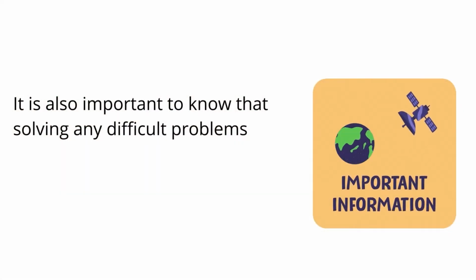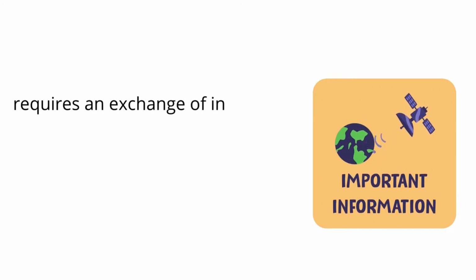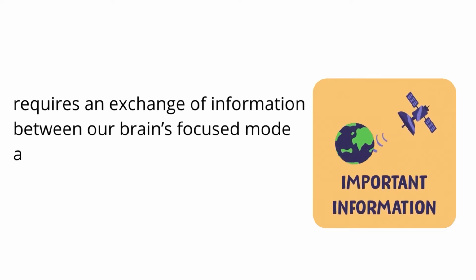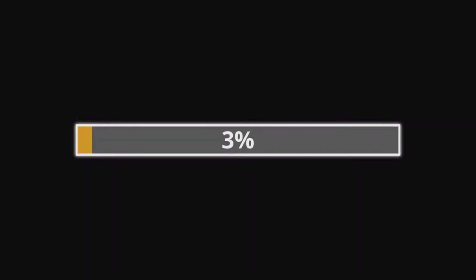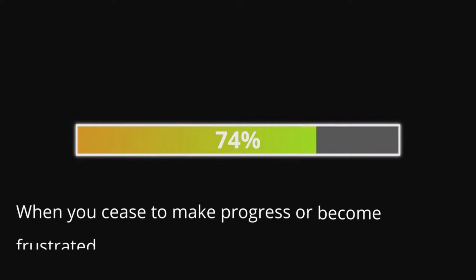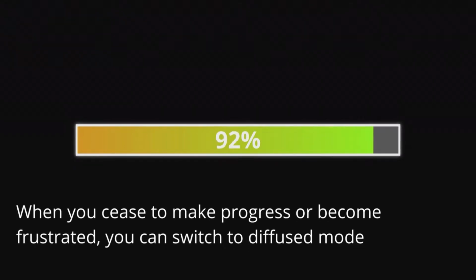It is extremely important to know that solving any difficult problems requires an exchange of information between our brain's focus mode and diffuse mode functions. As long as we are making progress, whether in solving a problem or just understanding it, we can continue to stay in focus mode. But when you cease to make progress or become frustrated, you can switch to diffuse mode.